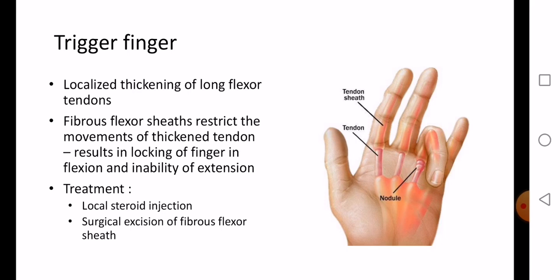Treatment is either a local steroid injection, and if that is not proving to be beneficial, you have to do a surgical excision of the fibrous flexor sheath.